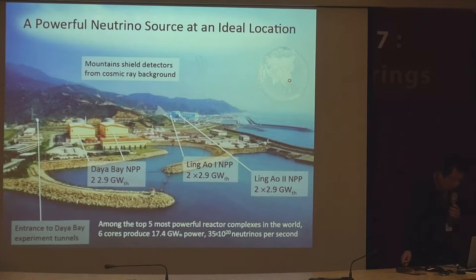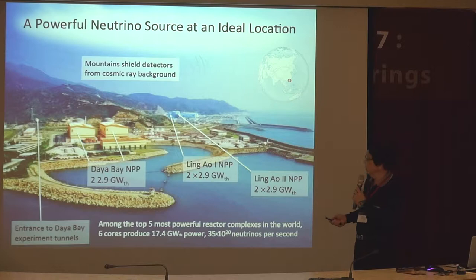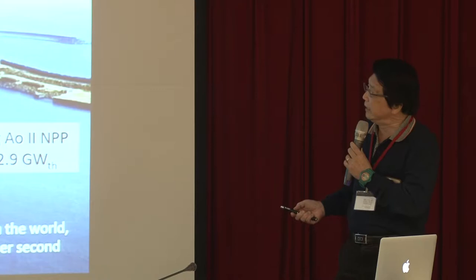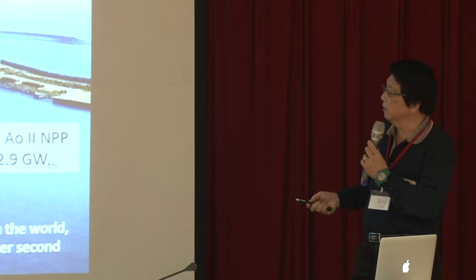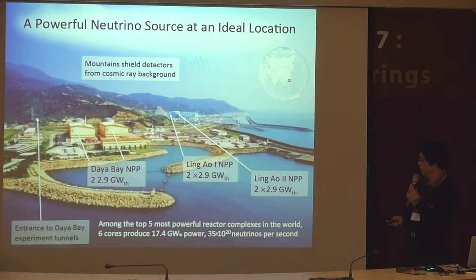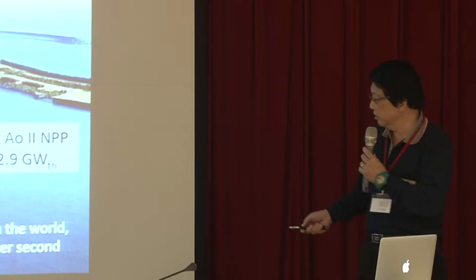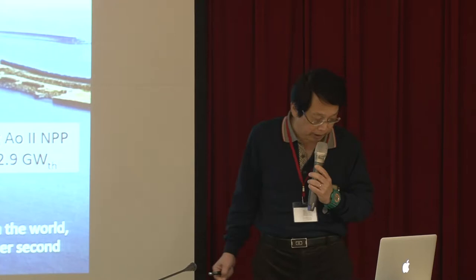So, the location of Daya Bay, we chose this site I think partly because it's actually not too far away from Hong Kong. It has some convenience, and the reactor was in operation at the time. There are three reactor complexes, Daya Bay, Ling Ao 1, and Ling Ao 2, as you can see. It's among the top five most powerful reactor complexes in the world, and the six cores produce about 17.4 gigawatts thermal power, and about 35 times 10 to the 20 antineutrinos per second can be produced.